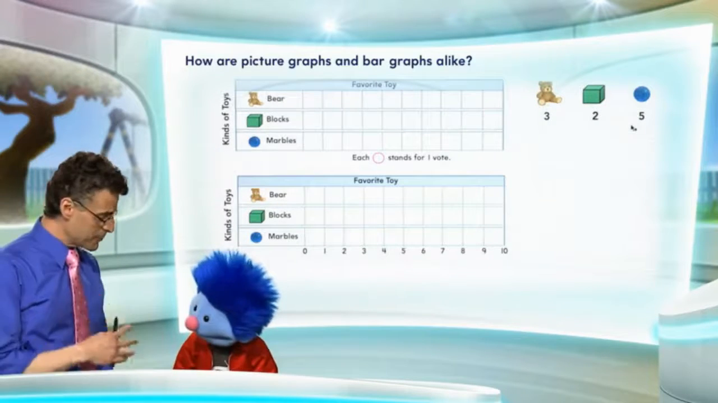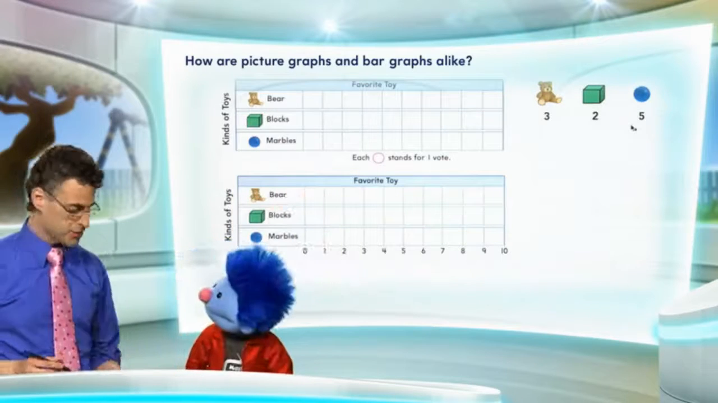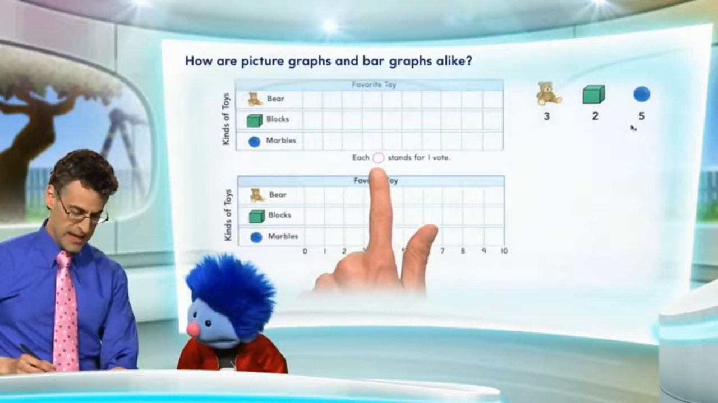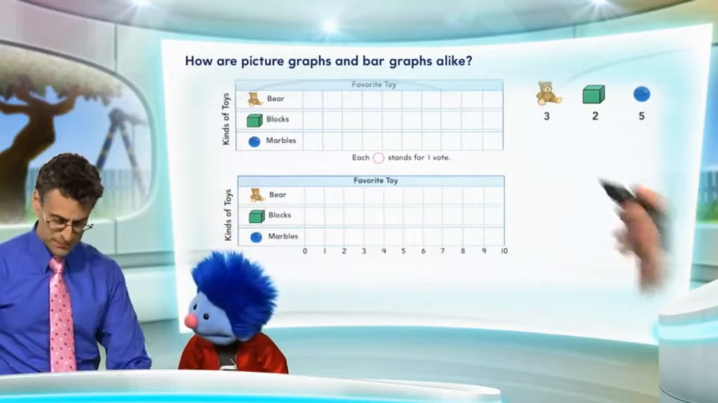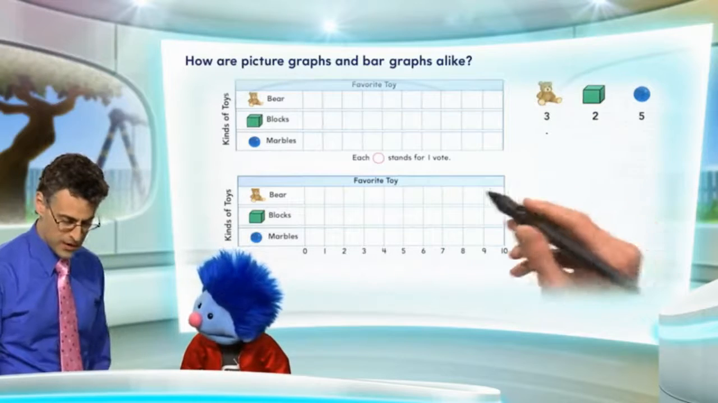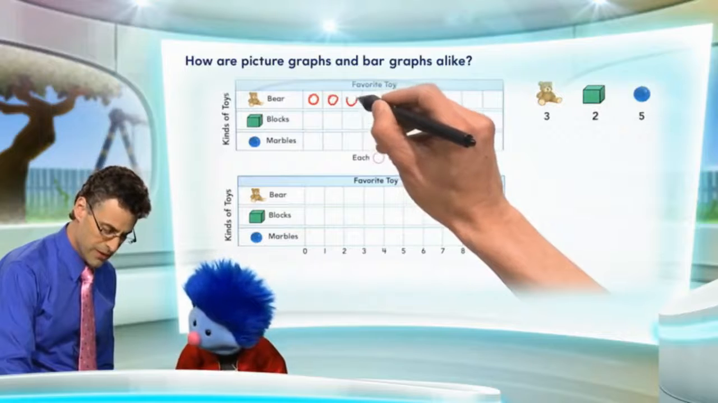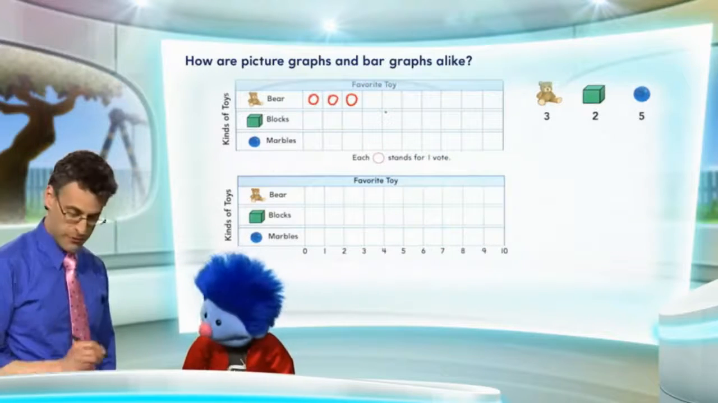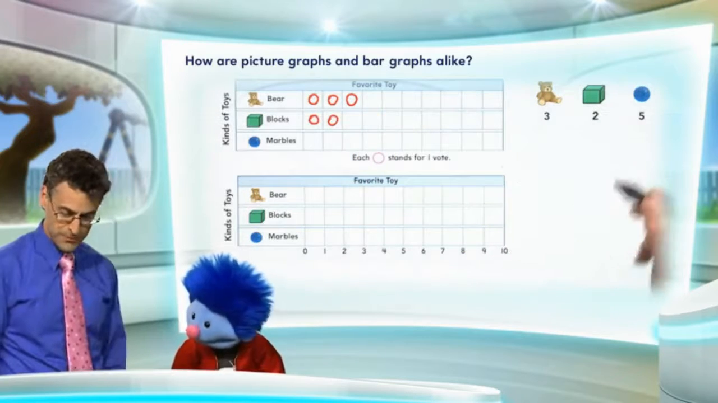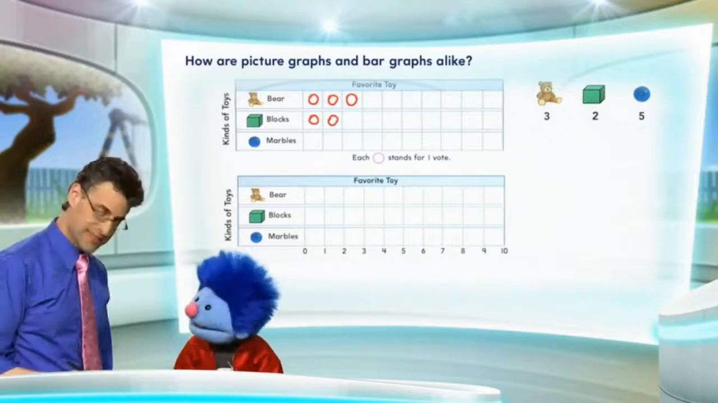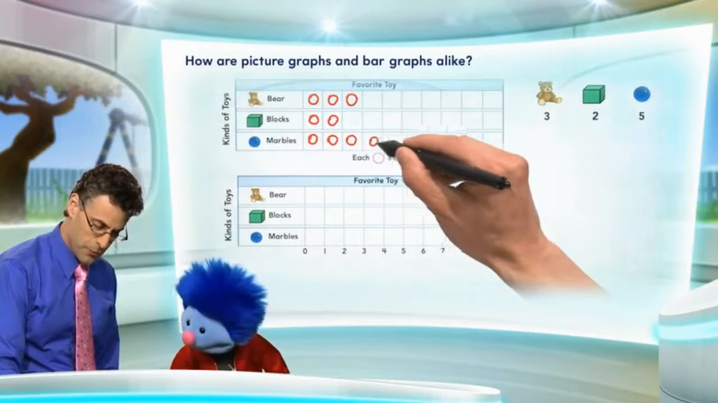We can now represent that in an organized way by first taking a look at a picture graph. That's where we look at the key. It tells us that each circle is going to stand for 1 vote. So in this case, we have 3 people that want the teddy bear as their favorite. 1, 2, 3. That represents 3 people. Now, for the blocks, 2 people voted, so I'm going to put 2 circles in. And then you need 5 for the 5 people who like the marbles. That's exactly right, Joey. So I've got 2, 3, 4, 5.